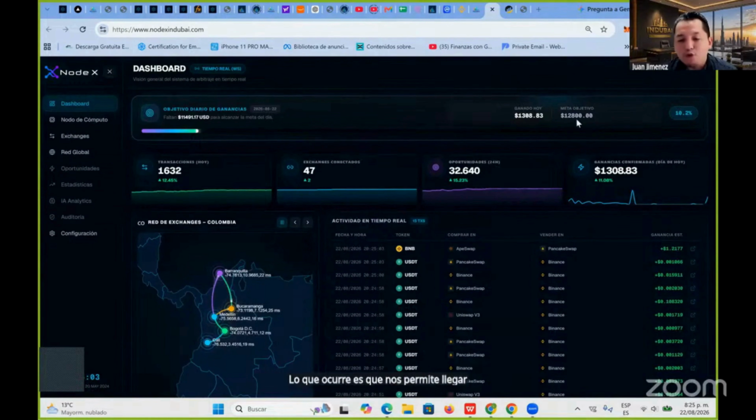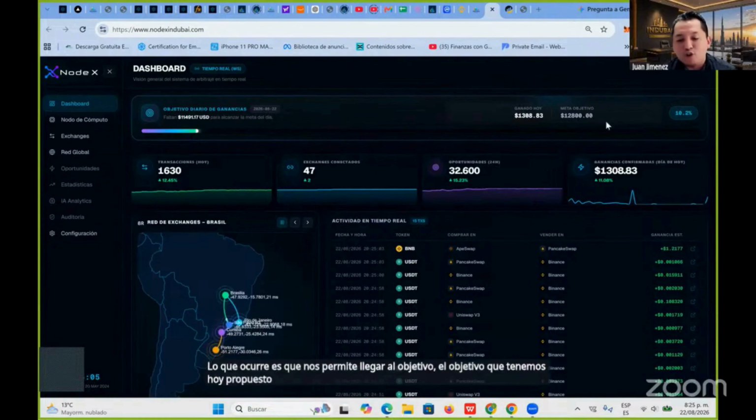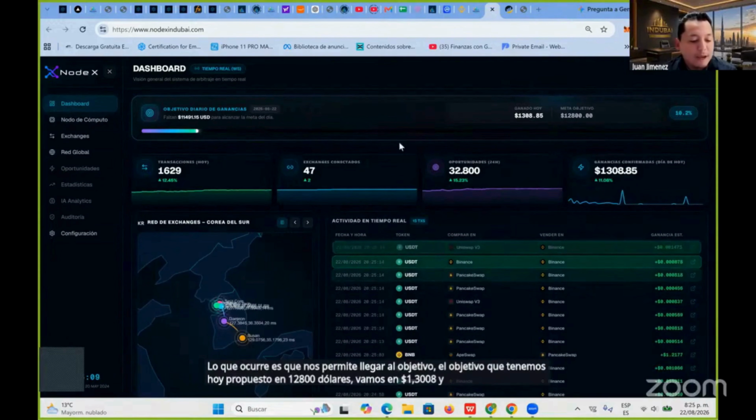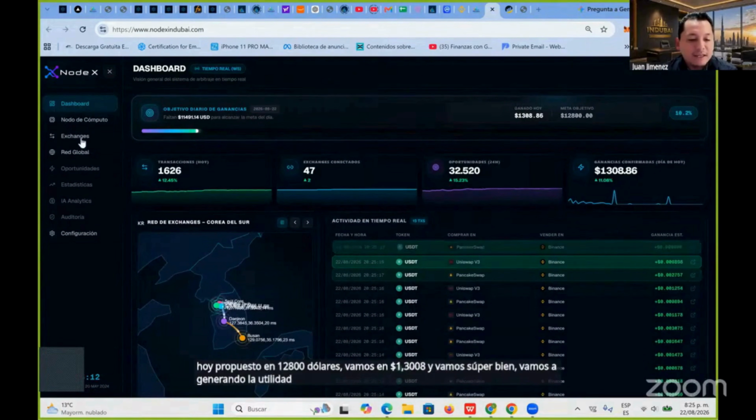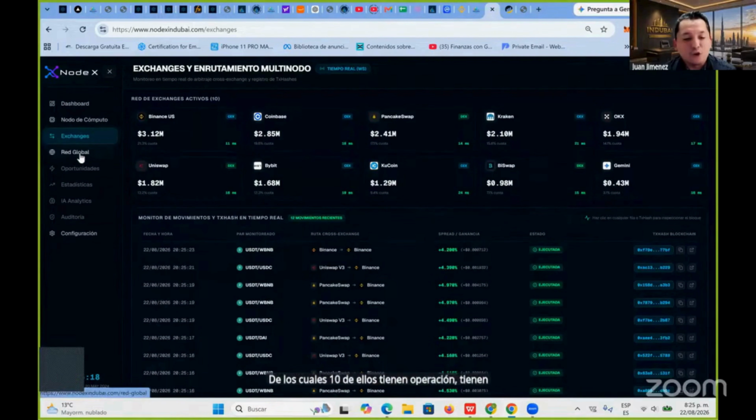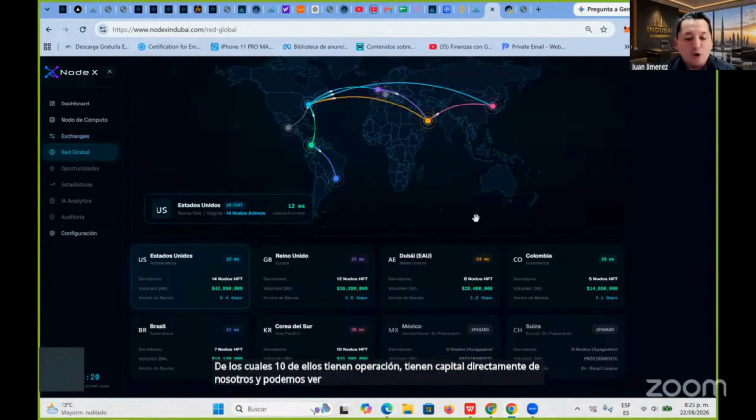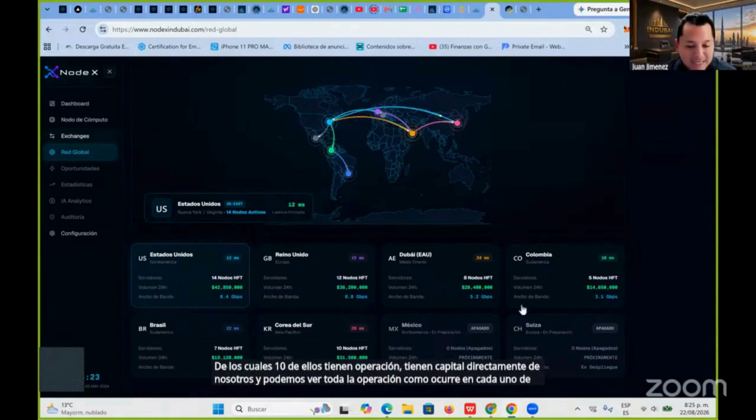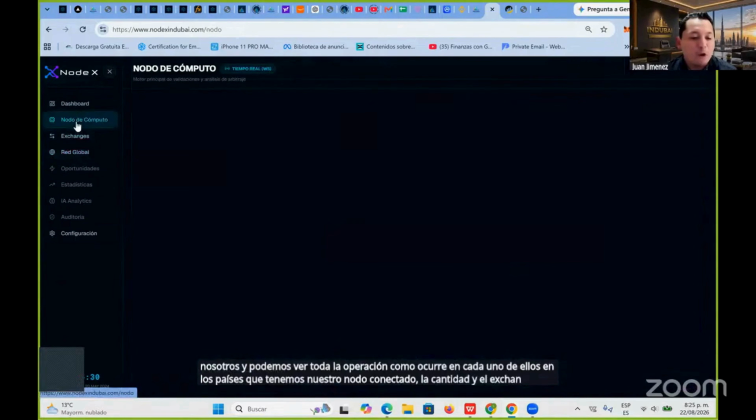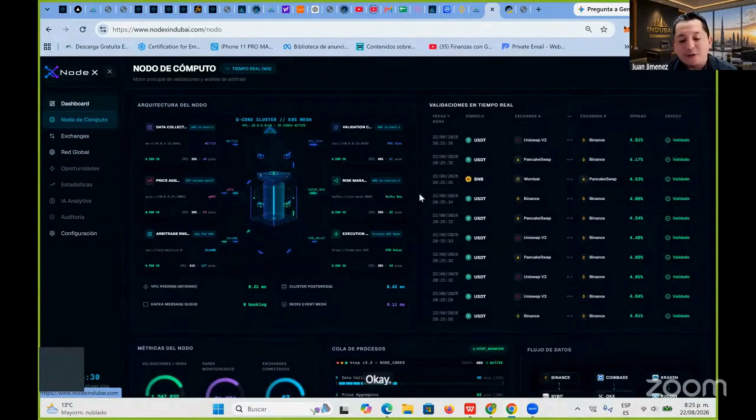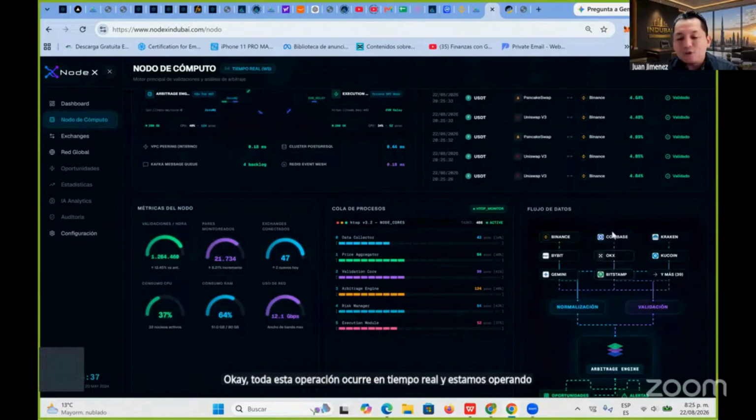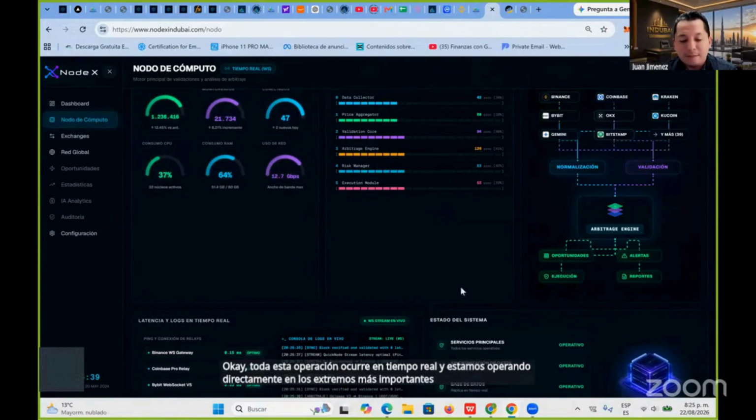The goal we have proposed today is $12,800. We are at 1,308 and we are doing great. We are generating profit across 47 exchanges, 10 of which have operations, have capital directly from us, and we can see how the entire operation occurs in each one of them. In the countries where we have our node connected, the amount and the exchange we are operating on, okay? All this operation happens in real time and we are operating directly on the most important exchanges in the market.